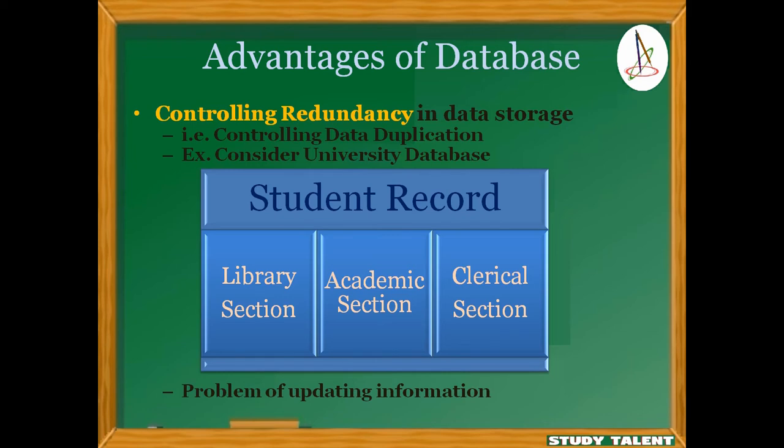Okay, so this duplication can be reduced, or it can be controlled, by controlling redundancy. So why do we have to control this redundancy? Because the problem of updating information may occur. For example, if the student changes his mobile number in the clerical section, then this mobile number data must be changed among all the records of that student. This means the mobile number should change in the library section also, and in the academic section also. So this is our first advantage of databases.